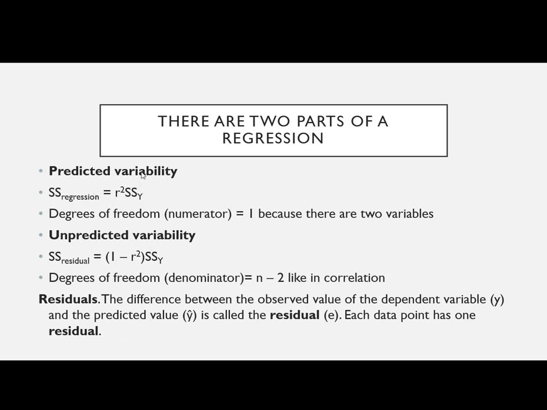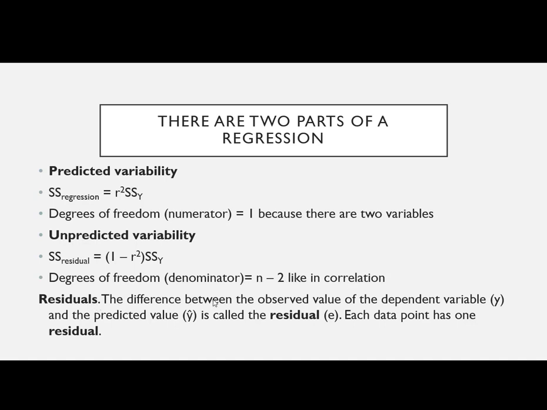The predicted variability goes in the numerator, so you have the sum of squares regression, which is calculated by R squared times the sum of squares of Y, and there's a whole long calculation to do it that way. Then the sum of squares residual is in the denominator, and you calculate it out this way. So you have numerator degrees of freedom and denominator degrees of freedom, just like in ANOVA. For a simple linear regression, the numerator is always going to be 1 because you only have two variables. And the degrees of freedom for the denominator is your sample size minus 2, just like in correlation.